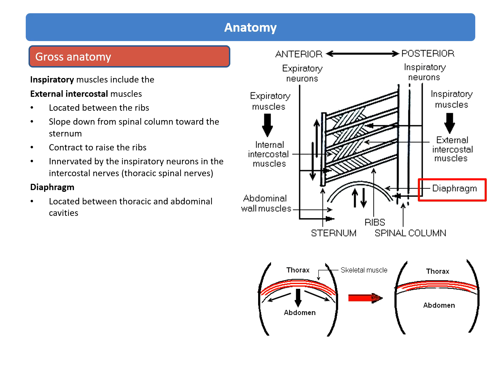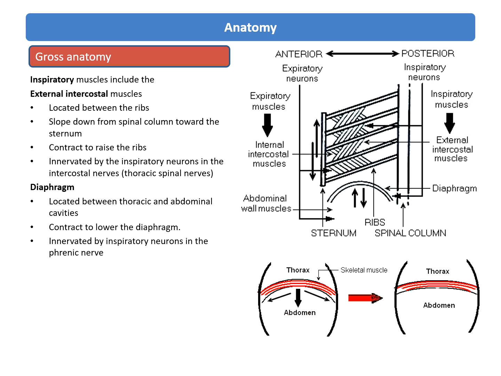The diaphragm is located between the thoracic and abdominal cavities. When the diaphragm contracts, it becomes lower. It's innervated by inspiratory neurons located in the phrenic nerve.